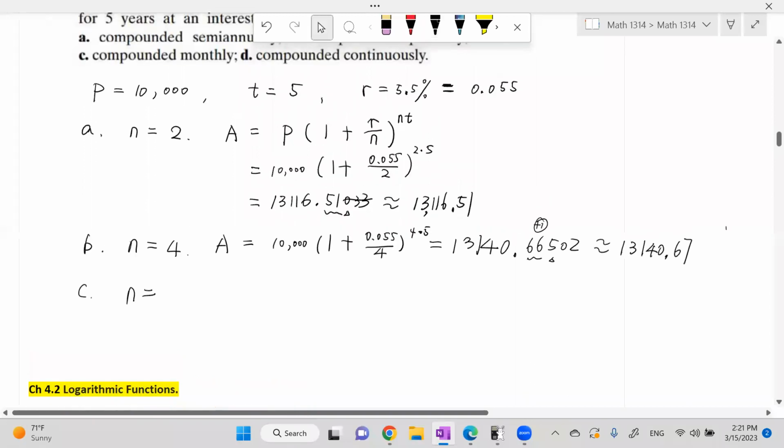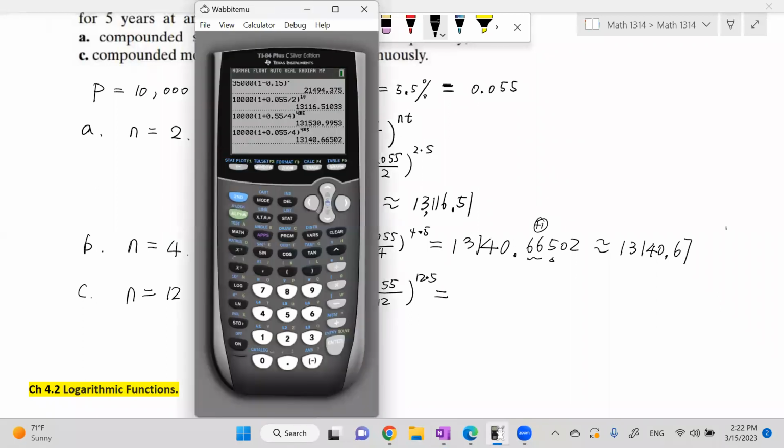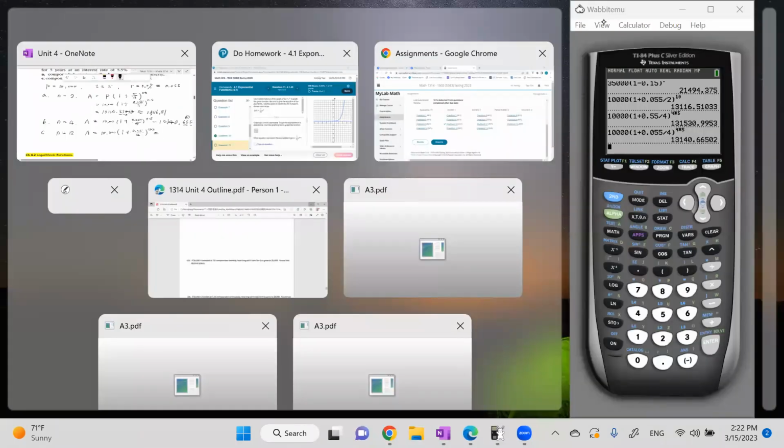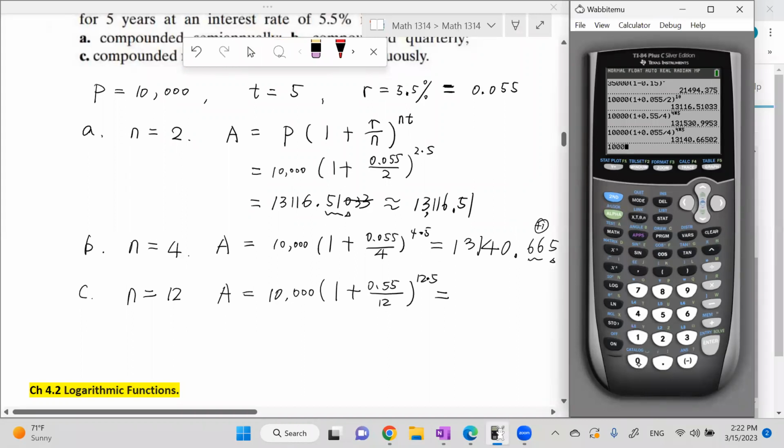N equals compound monthly, N equals 12. So A equals 10,000 multiplied by 1 plus 0.055 over 12 multiplied by 12 times 5 because N times T. Okay, let's use calculator. Right here. Come back. Don't make a mistake this time.